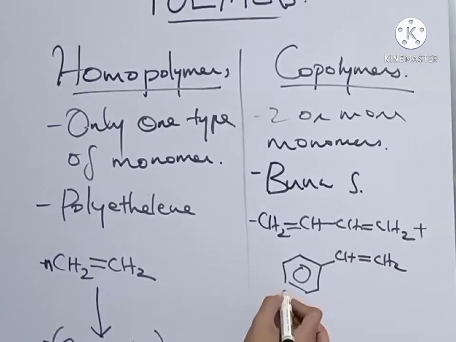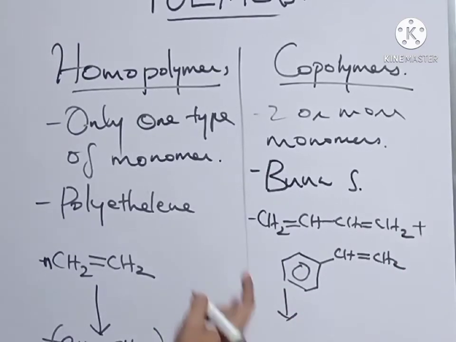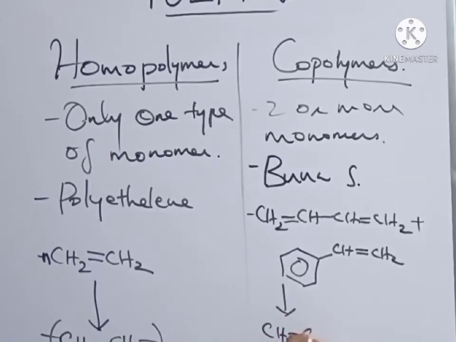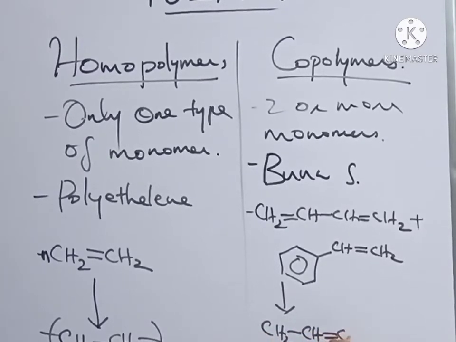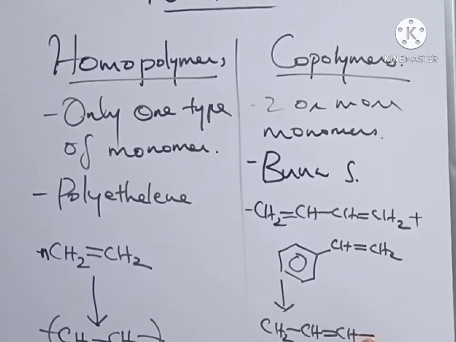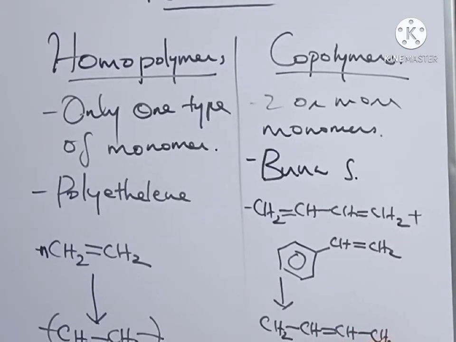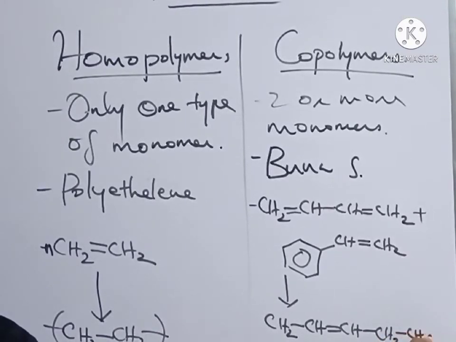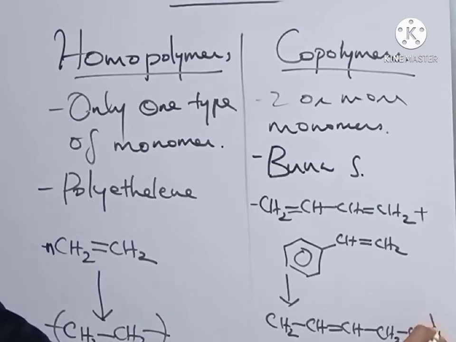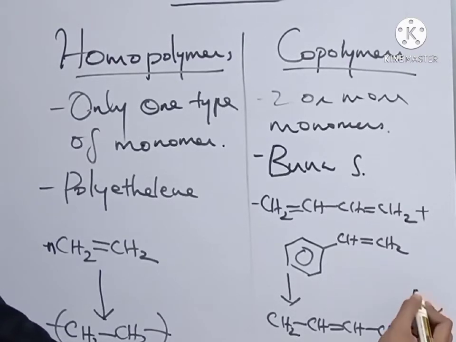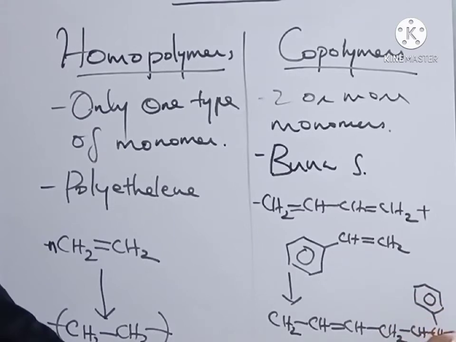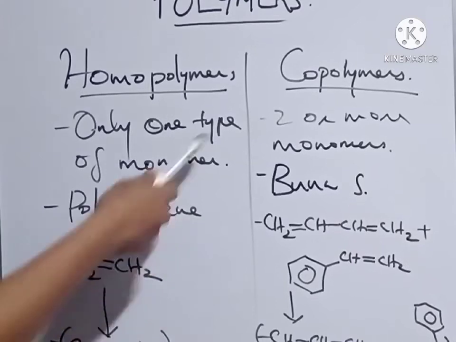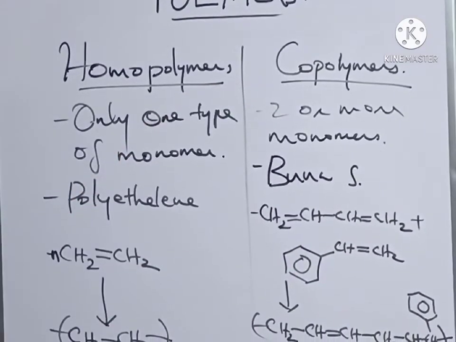CH2. So the polymer formed here is CH2 single bond CH, double bond CH, single bond CH2 and single bond CH2, single bond CH, then benzene ring. And n such units are there. So this is an example of a copolymer.